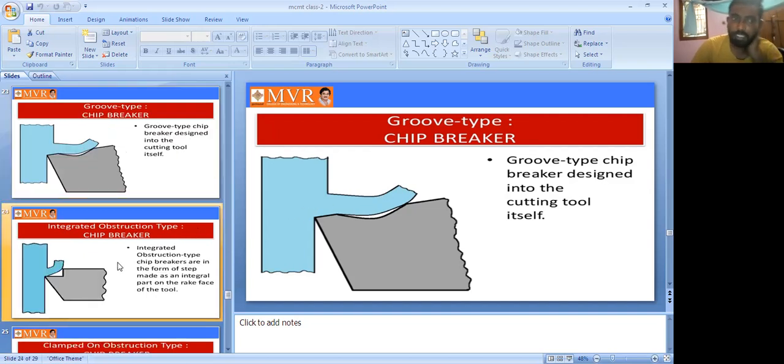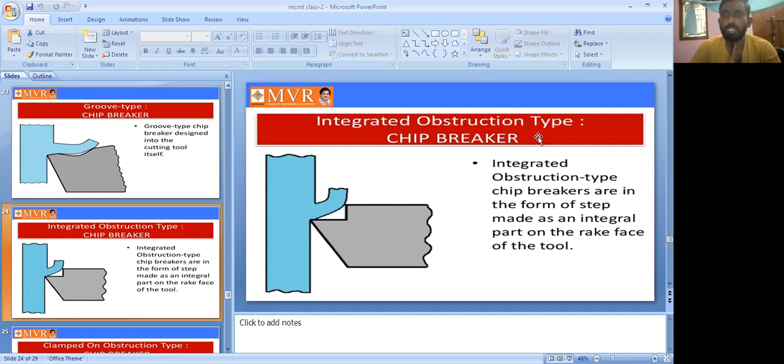Next we can see another type: the integrated obstruction type chip breaker. Integrated obstruction type chip breakers are in the form of a step made as an integral part of the rake face of the tool. This is what we call the integrated obstruction type chip breaker.